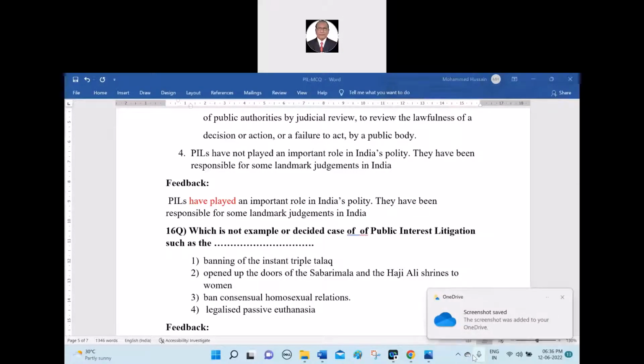I mean, here, not related. The other 3 are public interest litigation. Triple talaq, sir, I think triple talaq. No, sir, a huge number of people are affected, Union of India. Then the third one will be the one, sir. I think banning consensual homosexual relations only depends upon the 2 people.